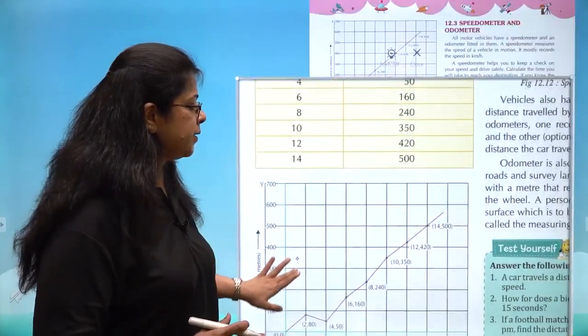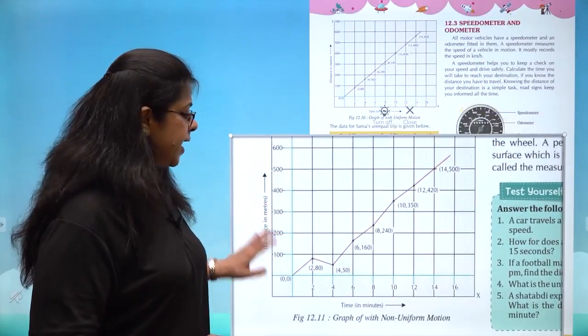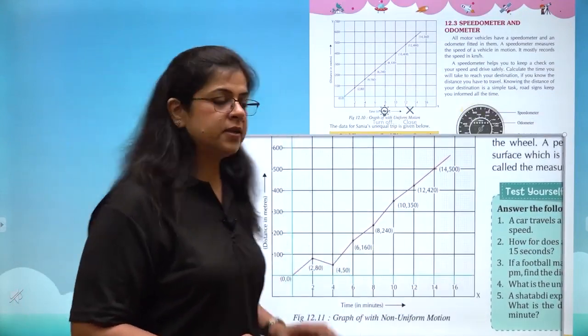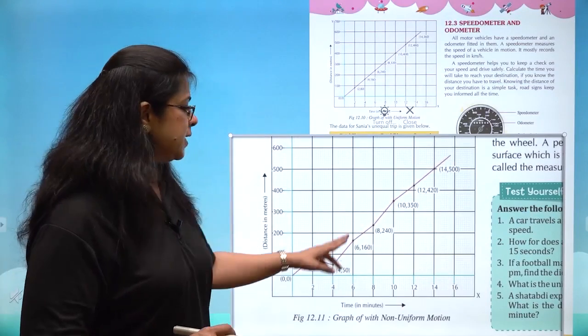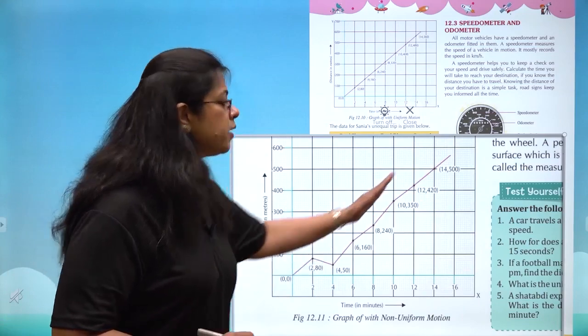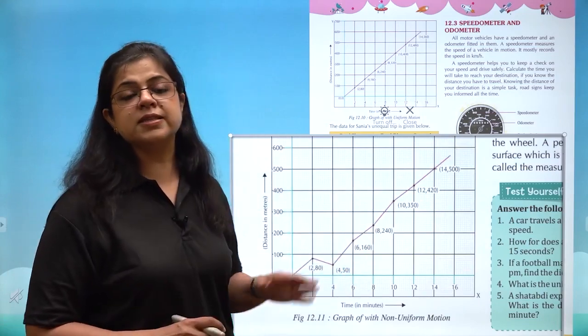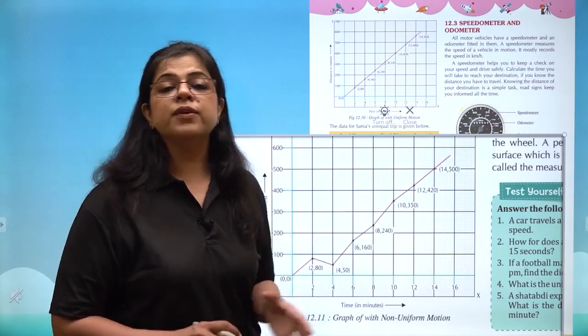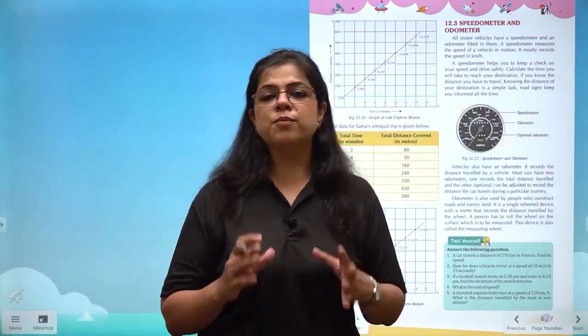On the other hand, in this particular graph, again x axis पे है time in minutes, y axis पे है distance in meters. But as you can see the red line, it is not a straight line. The object is traveling different distances at different periods of time. This is known as non-uniform motion.